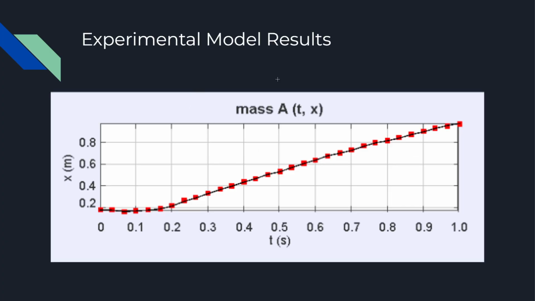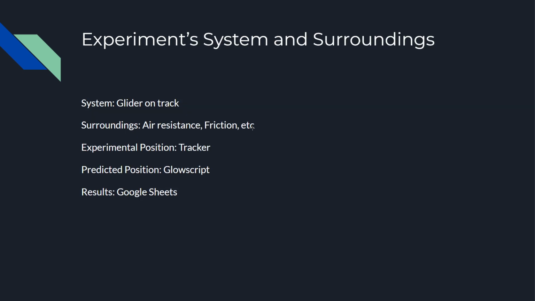And so these are the results we get from the experimental model. You can see that it's not perfectly straight, which is due to human error. It's a real life experiment, so it wouldn't be perfectly straight because of all those outside sources.